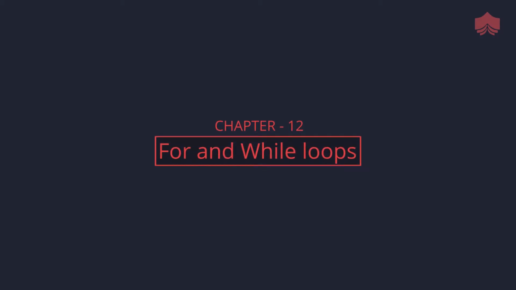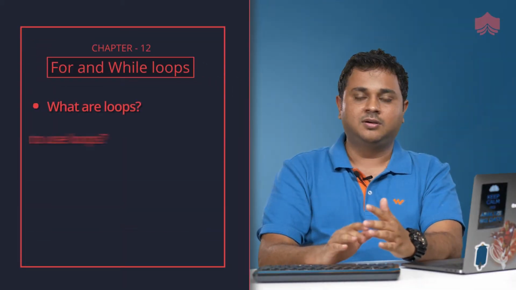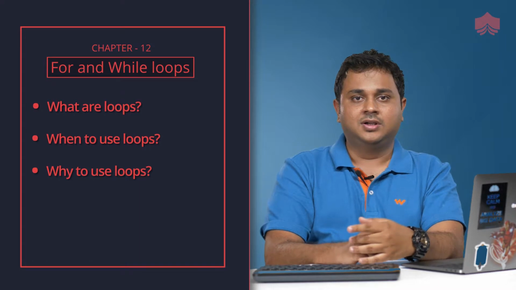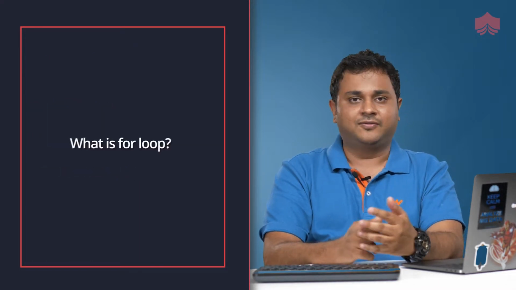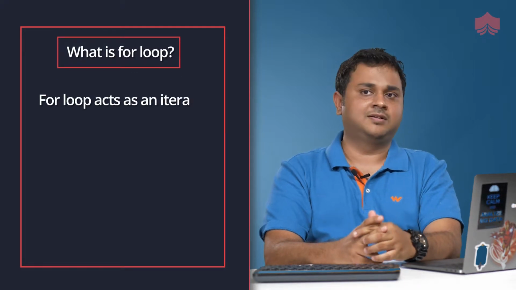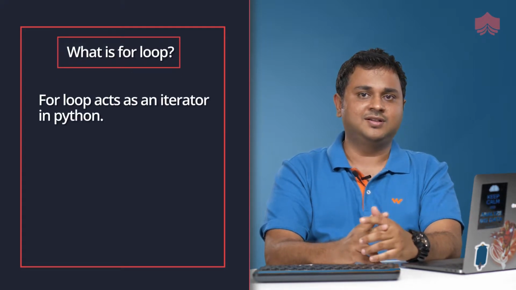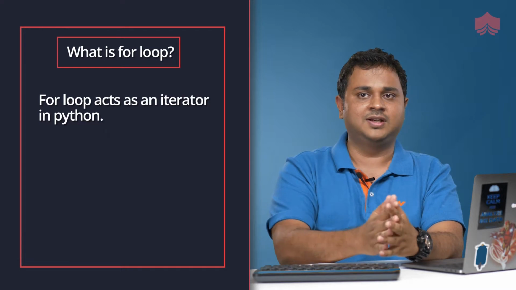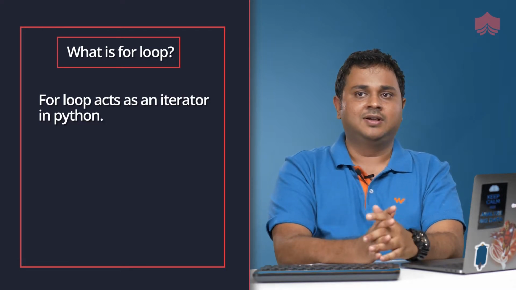In this session, we'll be talking about for and while loops. We'll essentially be understanding what loops are, when to use them, and why to use them. Let's begin with understanding what for loops are. For loops act as an iterator in Python. They go through items that are in a sequence or any other iterable item.